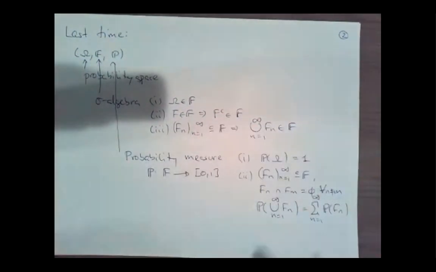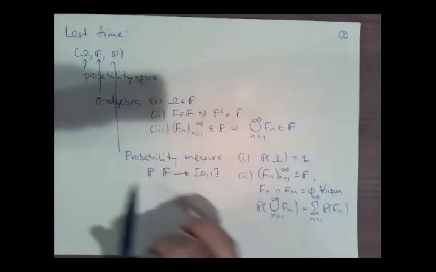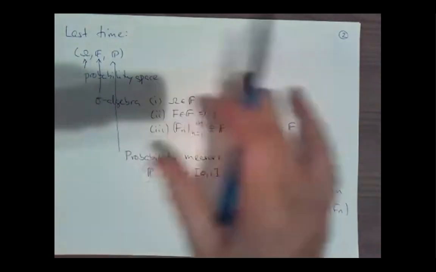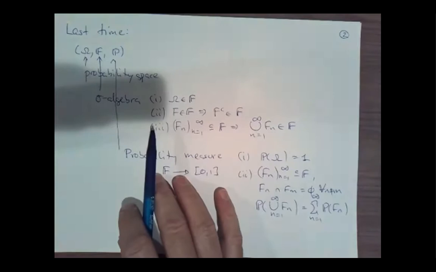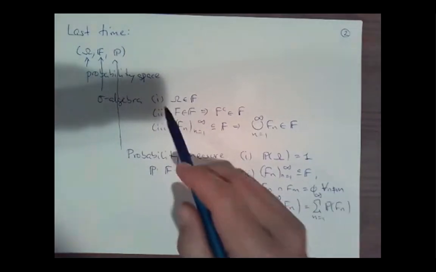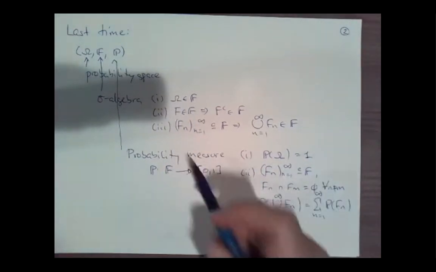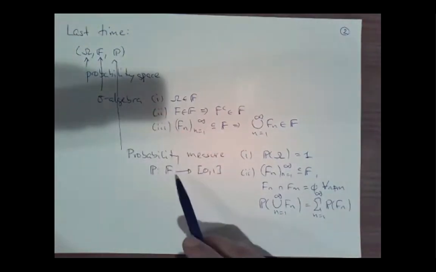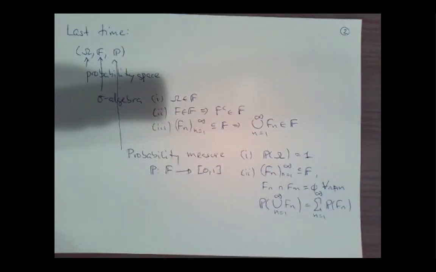Beyond these properties, we are not specifying what omega is. It's a collection of points, a collection of elements. The sigma algebra is a set of subsets of omega that satisfy these three properties. And finally, P over here is our probability measure, which satisfies these two properties.